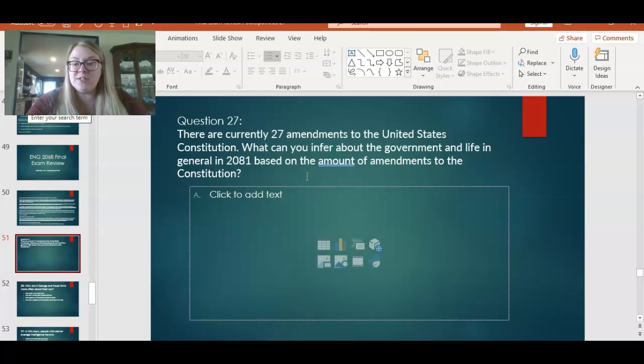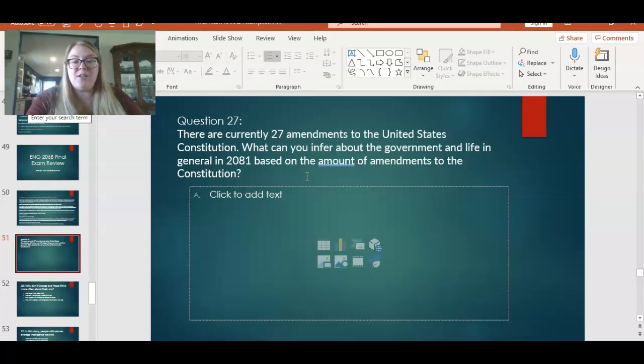This question is asking you to make inferences about the government. What is the government like? What kind of influence does it have on people's everyday lives? What kind of life do you think they live? What kind of involvement do you think the government has? So you're looking at the story. You're not saying what you think our real life society might be like in 2081. You're looking at it as a story, not as real life.